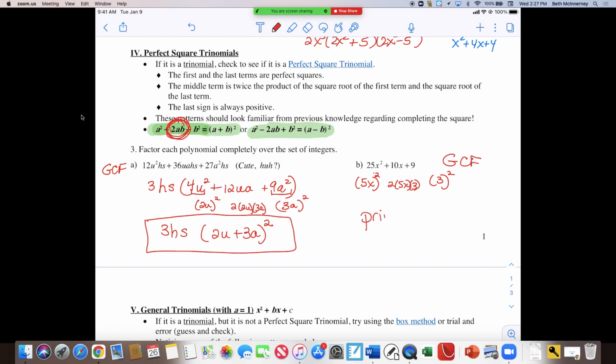When this happens, it will happen sometimes that you cannot factor, like there's no way to factor it. We call that a prime polynomial. It just does not factor. So this one didn't factor.